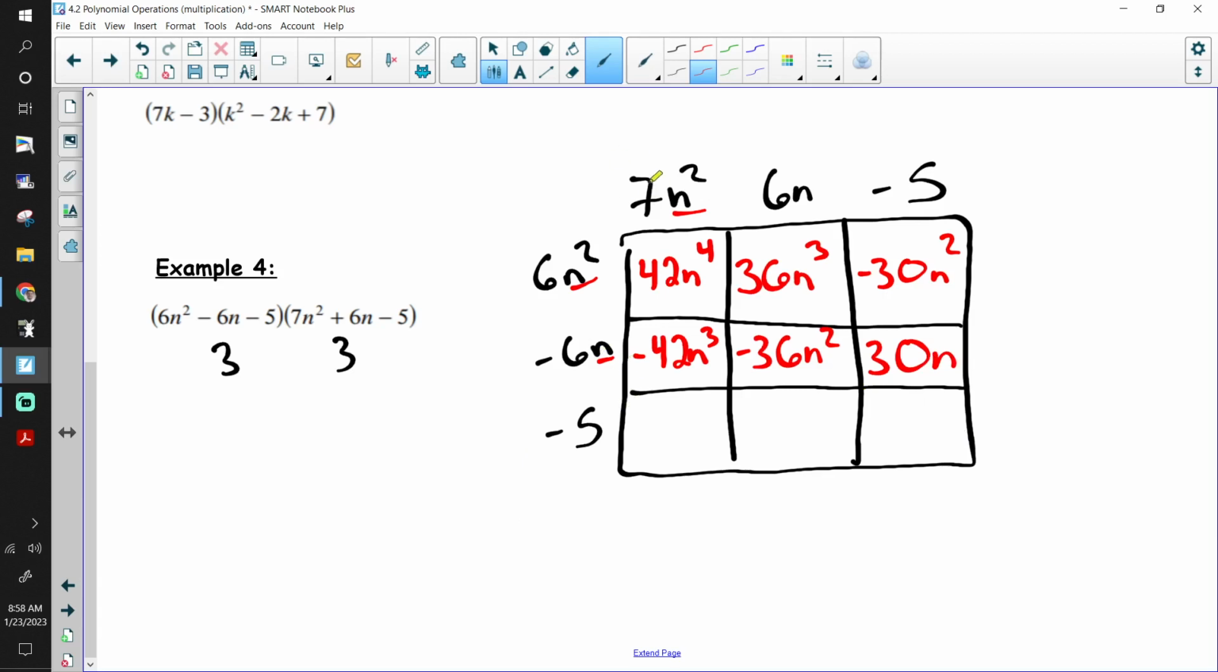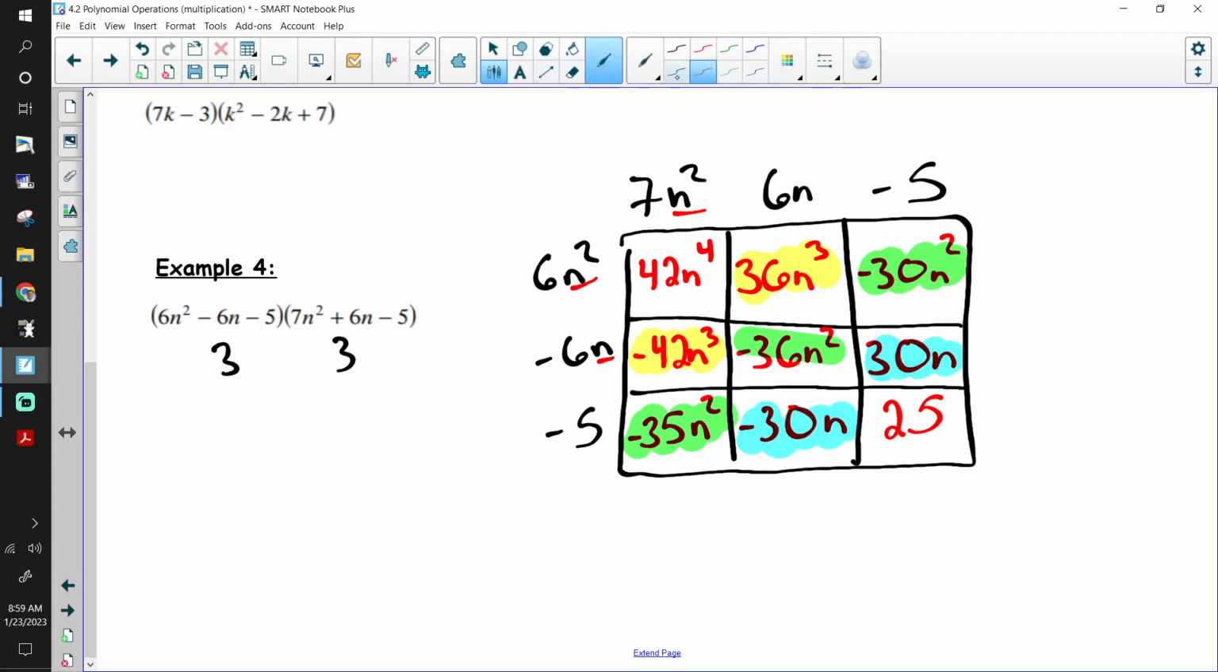Okay, how are we doing? 7 times negative 5, negative 35. I had an n squared. Negative 5 didn't have any. 6 times negative 5 is negative 30, and it had 1n. And negative 5 times negative 5 is positive 25. Okay, now we have lots of like terms. We have 2 with n squareds. We have 3 n to the thirds. We have 3 with n to the second, so we'll have to add all of those together. And we have 2 with just n's.